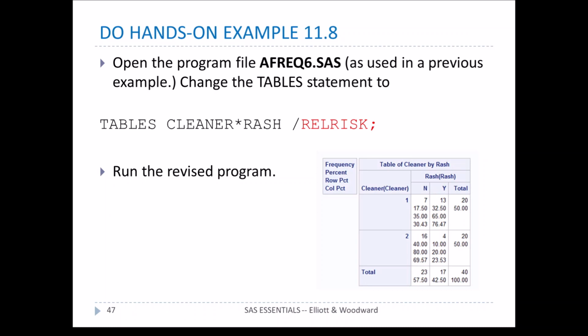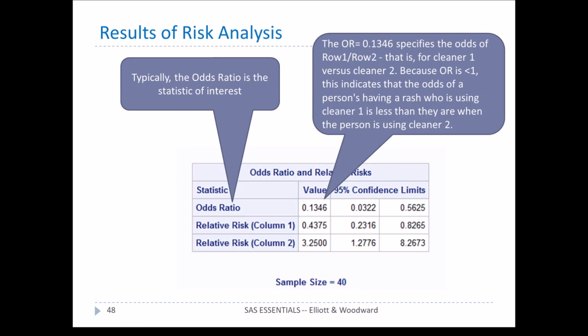All right, so let's take a look at how we can measure that. Let's open up the program afreq6.sas. We've previously used it, but in this case we're going to make just one change. Change the chi-square to the RELRISK measure there and run the revised program. Now we get the same answers in terms of the table as you can see here, but the difference is going to occur in the analysis, and that is we see that we get a table called odds ratio and relative risk.